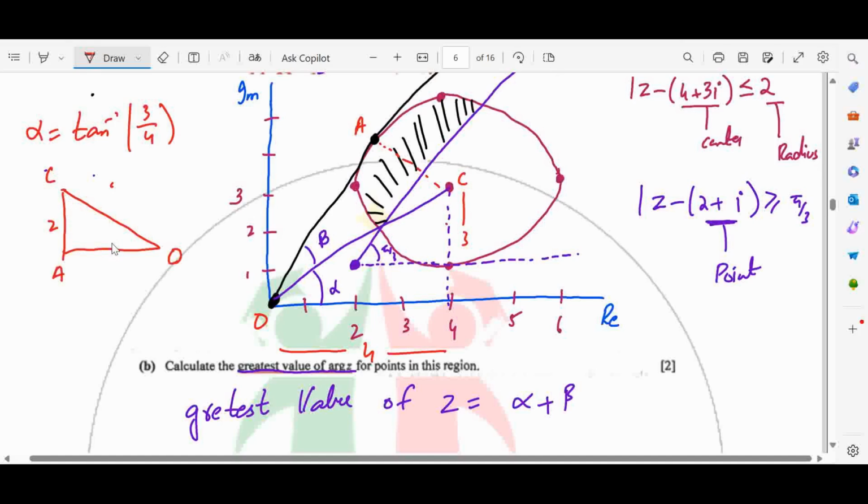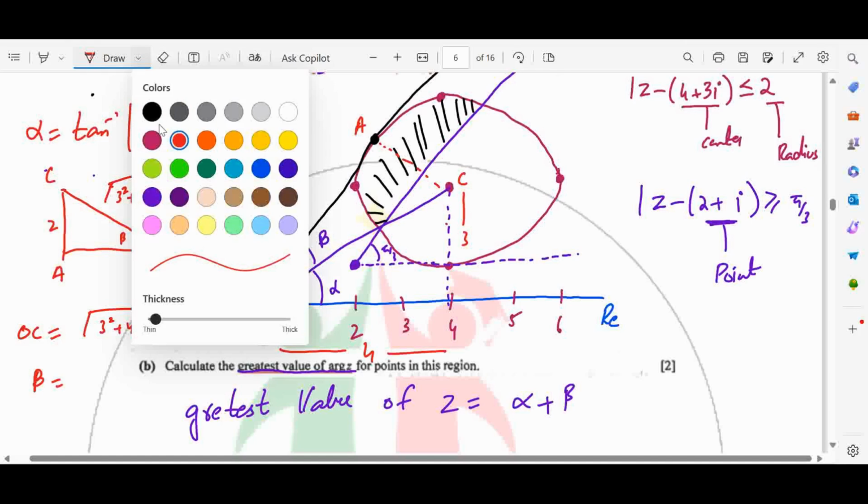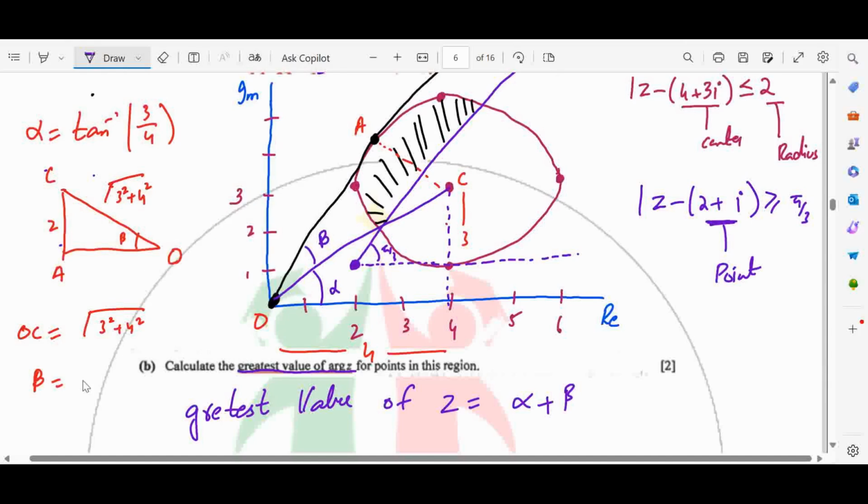Now we don't know about the hypotenuse. We can easily find out the hypotenuse OC. From the other triangle, OC will be equal to, hypotenuse equals the square root of perpendicular square plus base square. Now from here, the angle beta, this one is angle beta, this OC side is the square root of 3 square plus 4 square, and we can say that beta will be equal to sine inverse of perpendicular by hypotenuse, 2 by square root of 3 square plus 4 square.